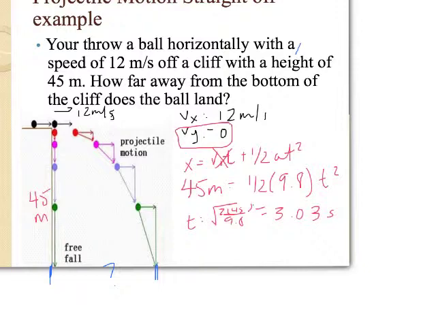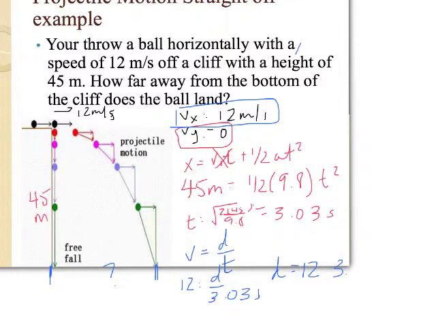Now we need to find our horizontal, which means we can use our horizontal speed. The only equation that helps us with horizontal things is v equals d over t. We now know that our speed is 12. Distance is unknown, but it's going to take 3.03 seconds, which means our distance is equal to 12 times 3.03, or 36.36 meters.